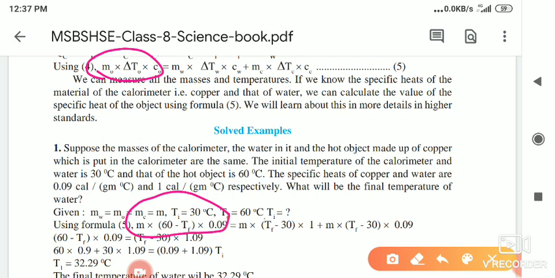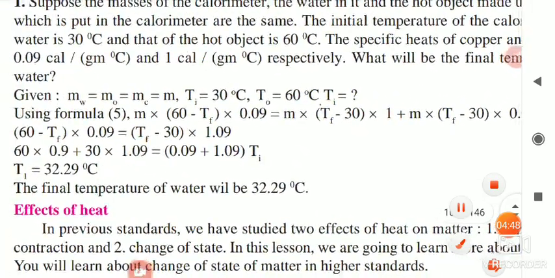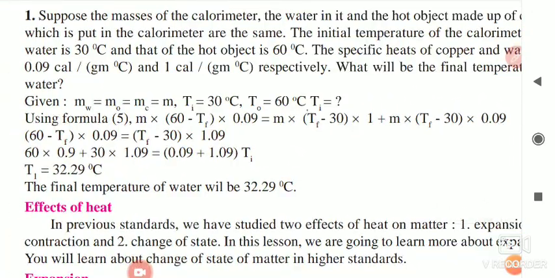Now for the water, the same m we have to write. Change in temperature of water is equal to T final minus 30 degrees, because the initial temperature of water is given as 30 degrees, and the calorimeter is at the same temperature. So change in temperature of the water is T final minus 30, and the change in temperature of the calorimeter is also T final minus 30 degrees. And after that the specific heat of water is 1 and the specific heat of calorimeter is 0.09. In this way we put the values of the respective terms into this formula.